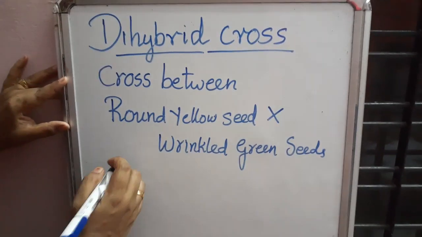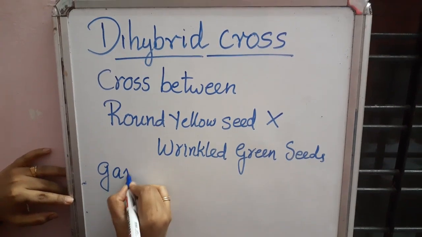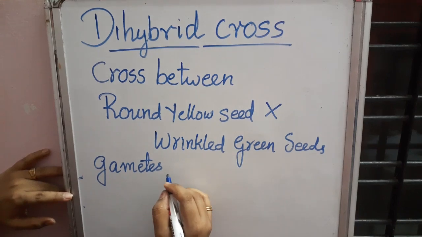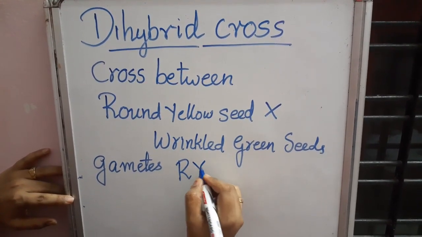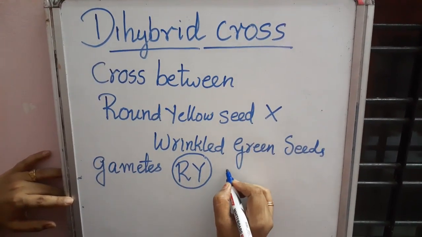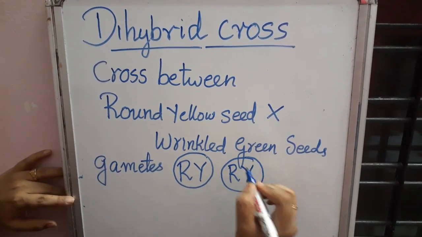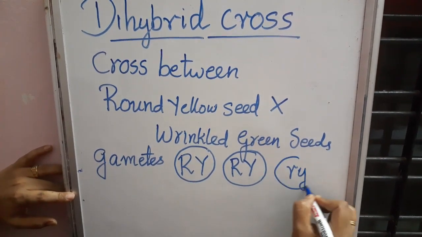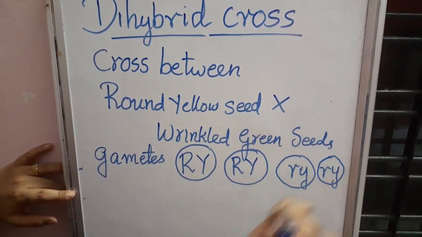Okay, the next step is gametes. You have to write gametes for fertilization. Gametes we will represent like capital R, capital Y, and then we will circle it. Then capital R, capital Y, 2 will be there. Then small r, small y, and small r, small y. Okay, these are the gametes.